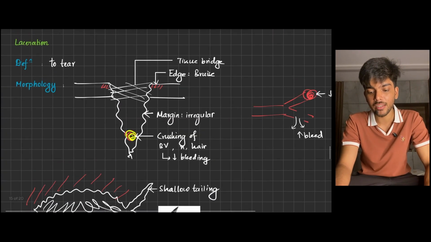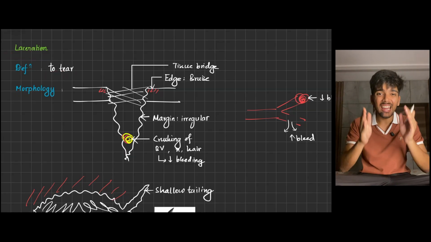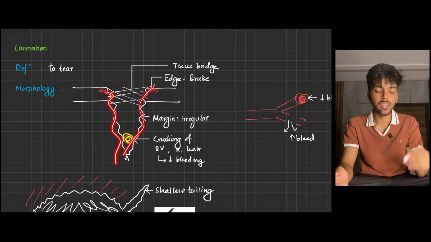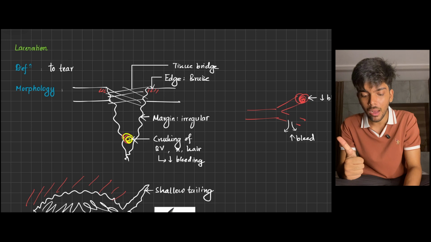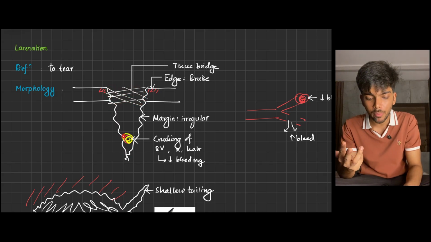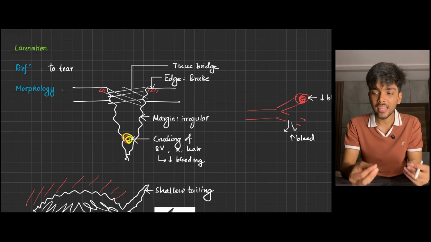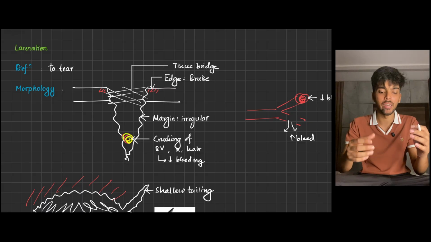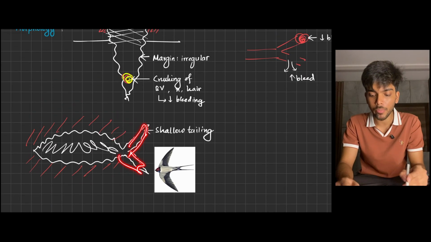Okay, let's revise laceration. Laceration refers to a tear. When there is tearing of the skin, there is an irregular margin. Laceration is characterized by 4 features. Number 1, the margin is irregular. Number 2, the edges are bruised. Number 3, there are connecting breaches or tissue breaches. And number 4, the base is completely crushed. Since the base has crushed blood vessels, there is less blood that leaks out and less bleeding. This is from the side. From above, there is shallow tailing that can be appreciated.